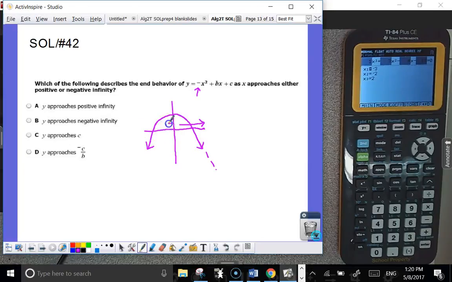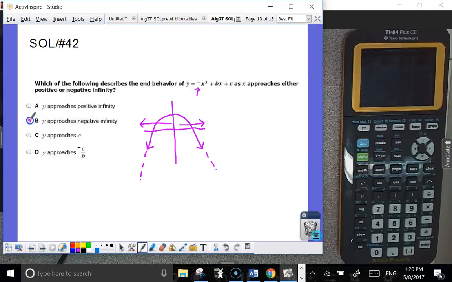What's the function doing as you go to the left towards negative infinity? It's also going down, right? So the right answer would be, as x approaches positive or negative infinity, this graph is approaching negative infinity.